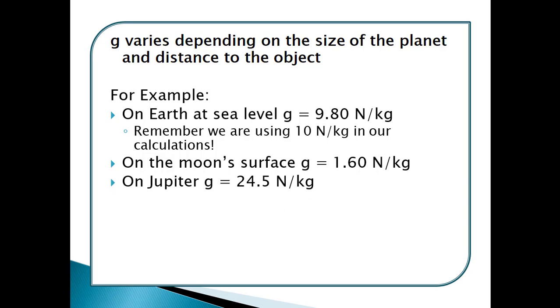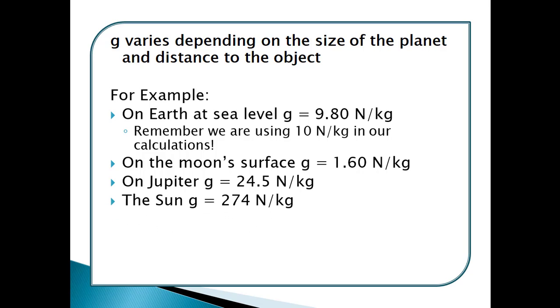Now Jupiter's a lot bigger, and so Jupiter has more gravity. So its gravitational constant is much bigger than Earth's. It's actually 24.5 newtons per kilogram. That's quite a bit bigger, a little bit more than twice as much. So if you think about that, gravity pulling down on us here on Earth, if gravity were to increase by 2 times, that would be about the gravity on Jupiter.